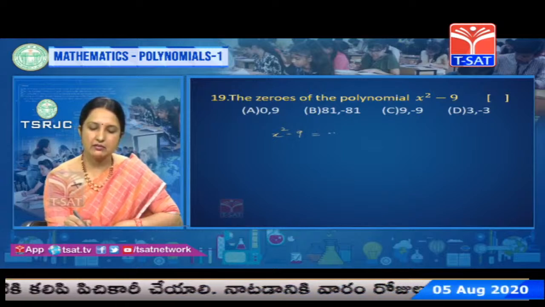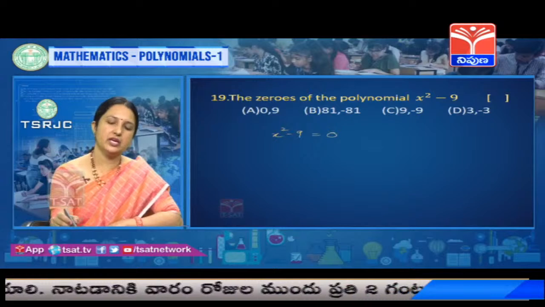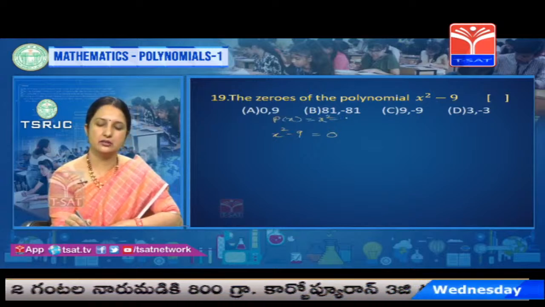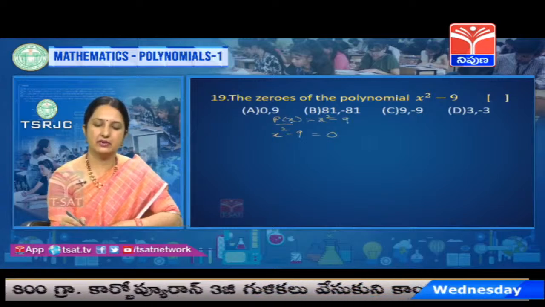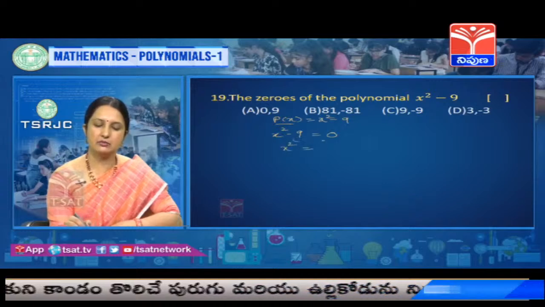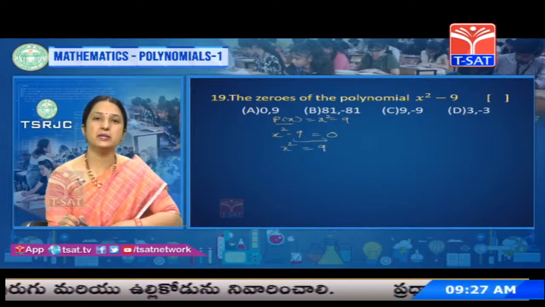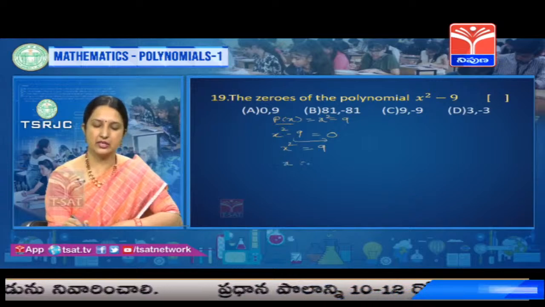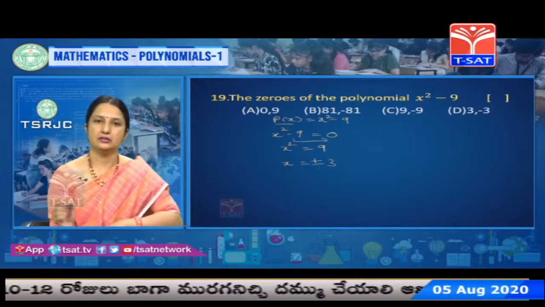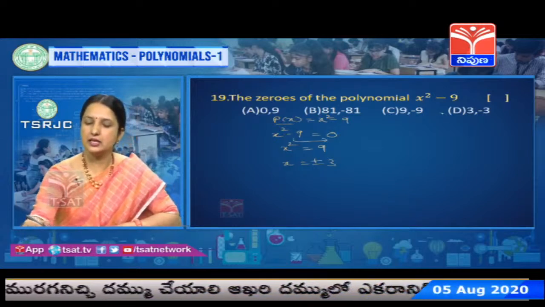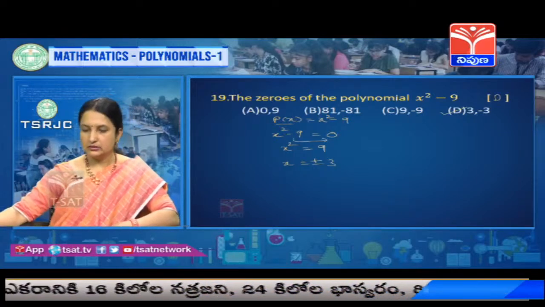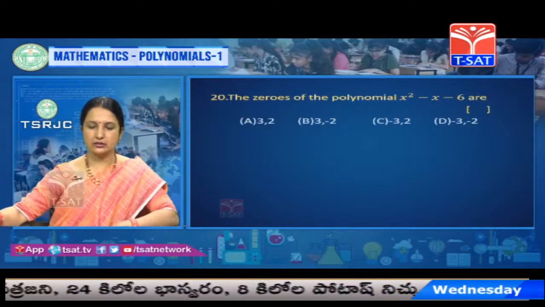X square minus 9 equals to 0, because here p of x equals to x square minus 9. So you write 0 in the place of p of x, then x square minus 9 equals to 0. When minus 9 comes to the right side, it will become plus 9. So x equals to plus and minus 3. So x equals to plus 3 and x equals to minus 3 is the correct answer. So D is the correct answer.